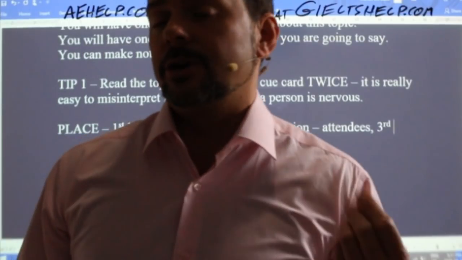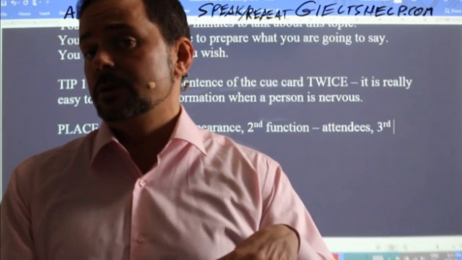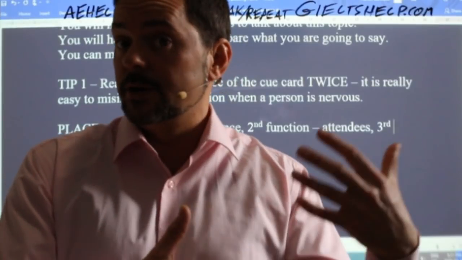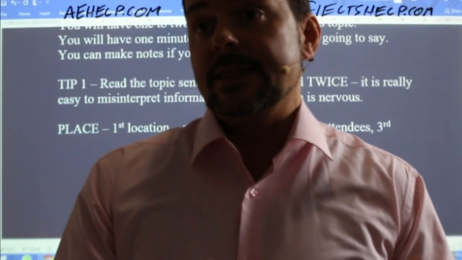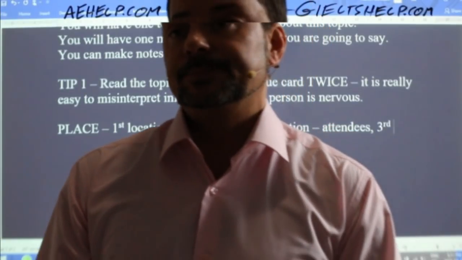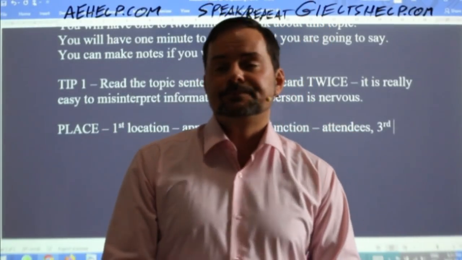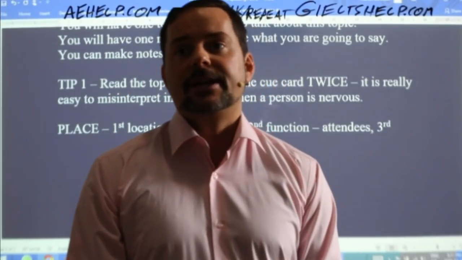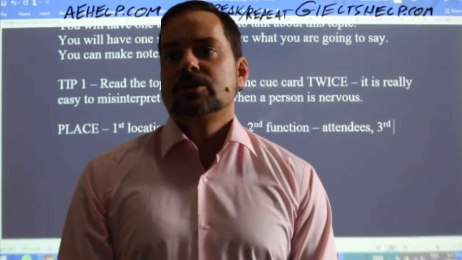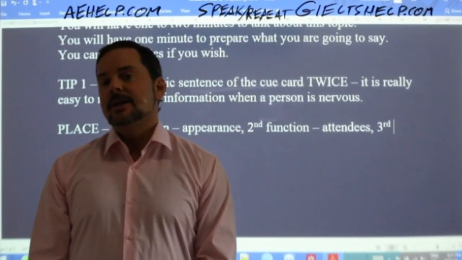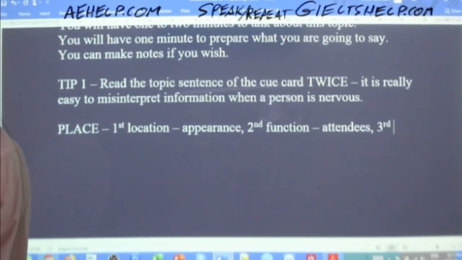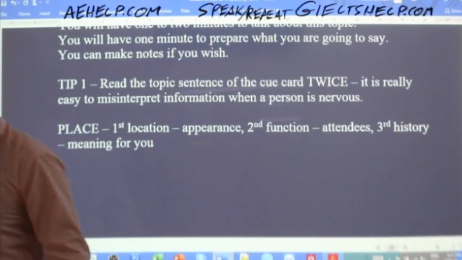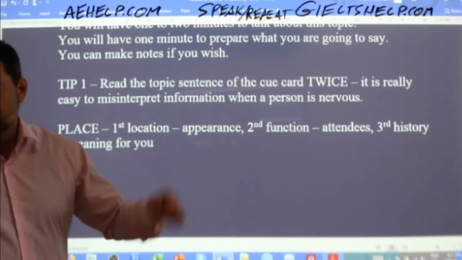What should you say third? So you've told me where it is. You told me what it looks like. You told me who goes there and what people do there. And then what should you do third? So what's your third set of ideas? So Bumi says, maybe something about its history. Yeah, and in this case, it's meaning for you. Okay, so that would be included here, especially with this card, right?